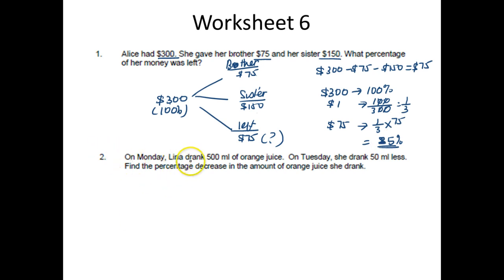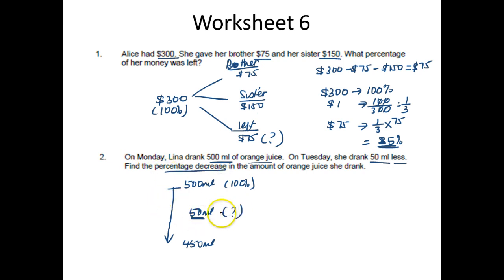Question 2. On Monday, Lena drank 500 ml of orange juice. On Tuesday, she drank 50 milliliters less. So less, percentage goes down. Right? So on Monday is your 500 ml, which is your 100%. Tuesday, she drank 50 less. So she drank 450 ml. So 50 ml less is here. Find the percentage decrease. So this is the percentage decrease. This is what we want to find, 50 ml.